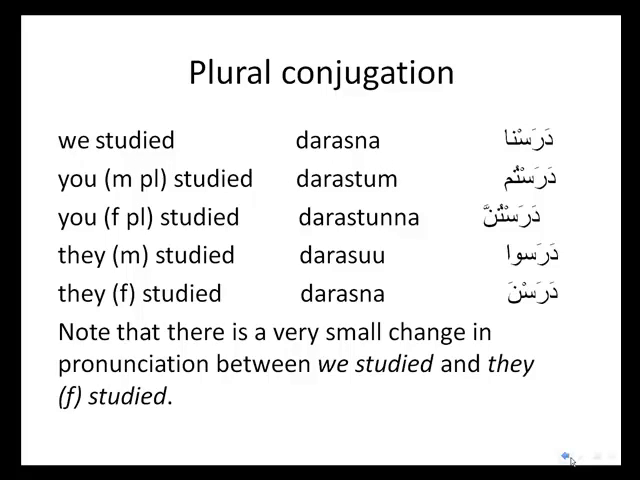So for we studied, we use darasa, the third person masculine form, and then we add nun alif at the end, so it becomes darasna. You masculine plural studied becomes darastum. You feminine plural, darastunna. They masculine studied, darasu, and they feminine, darasna. There's a small change in the pronunciation of we studied and they studied in Arabic.